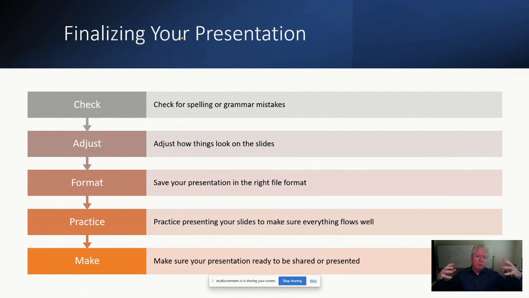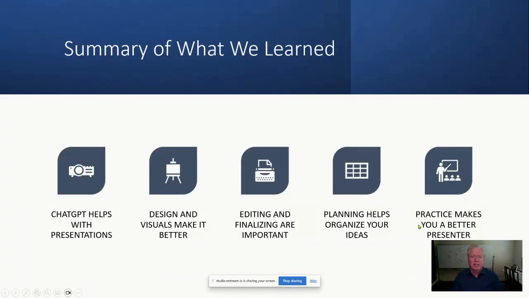So you've got it in, you've prepared, you've got the content from ChatGPT, you put it into PowerPoint, and here it's telling you to check for spelling, grammar, and mistakes. Then this one is saving it in the right file format. So if you want to save it as a PDF and share that instead of a PowerPoint file, and then practice this, right? Make sure it's flowing. And then the last one is make sure that the presentation's ready to be shared or presented. I modified some of those words from what it said, but I looked at that and I said, that's a great flow. These are the last things I kind of need to do.